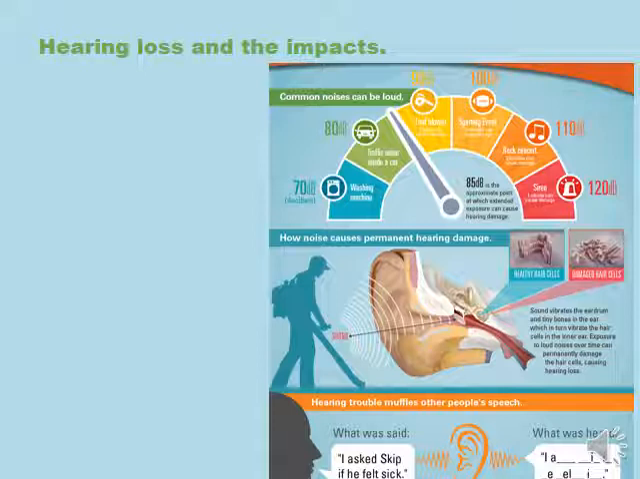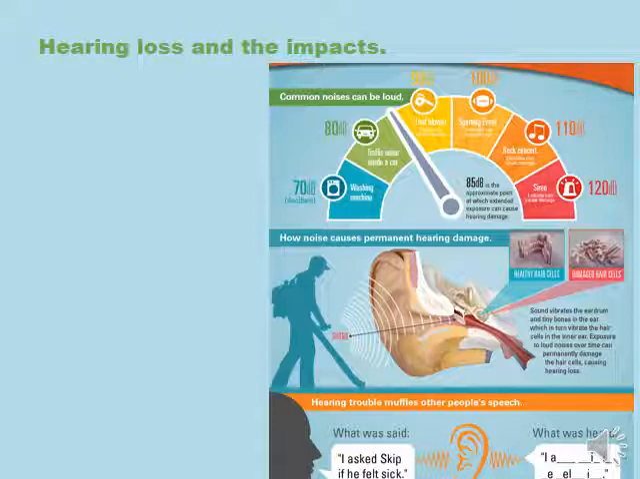So again, you have the hair cells here. The sound vibrates the eardrum and the tiny bones of the ear, which in turn vibrate the hair cells in the inner ear. So initially what happens is, if you're listening to sound at a high amplitude, it can damage the hair cells, which then impacts your ability to hear. So here you have the whole sound aspect again.